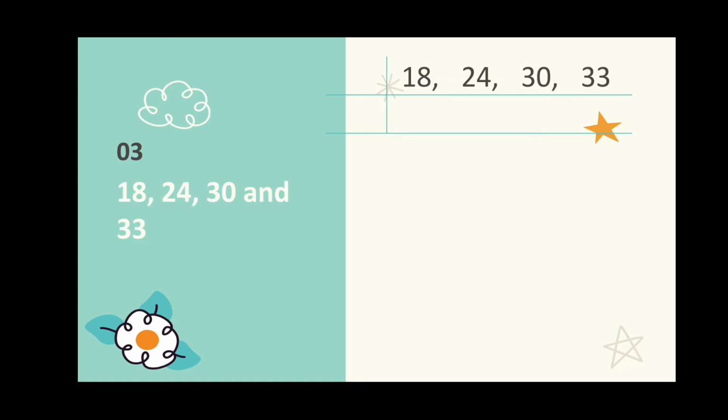Number 3, 18, 24, 30, and 33. Okay, so what do you think is the common factor of these four numbers? Okay, so it's 3. So let's divide them by 3. Now we have 6, 8, 10, and 11. Do you think this time they are called prime numbers?